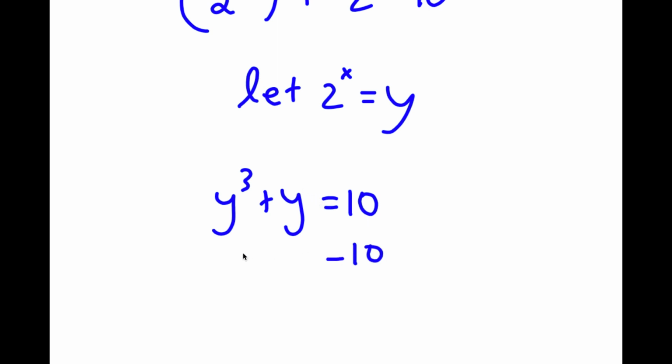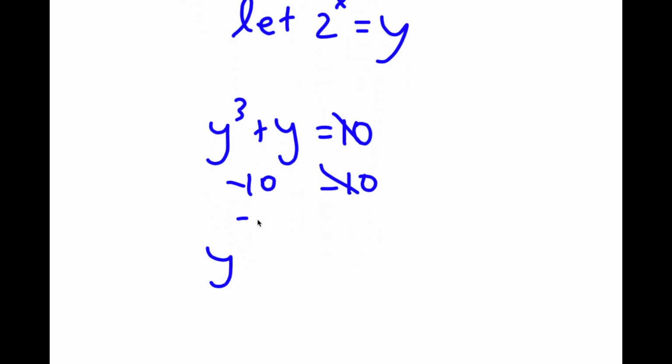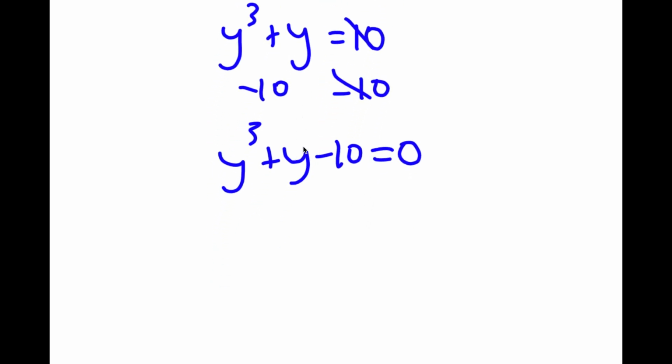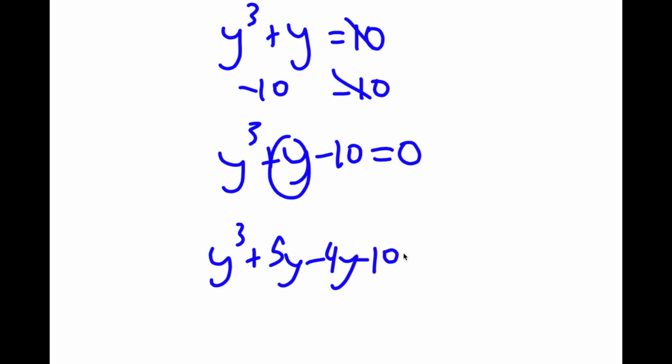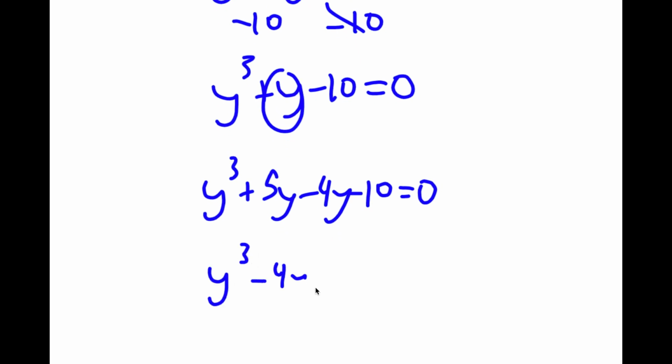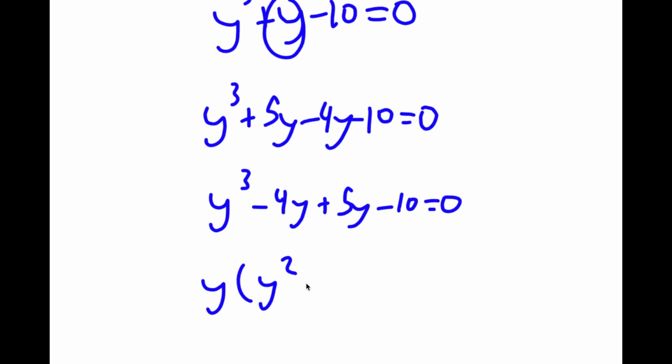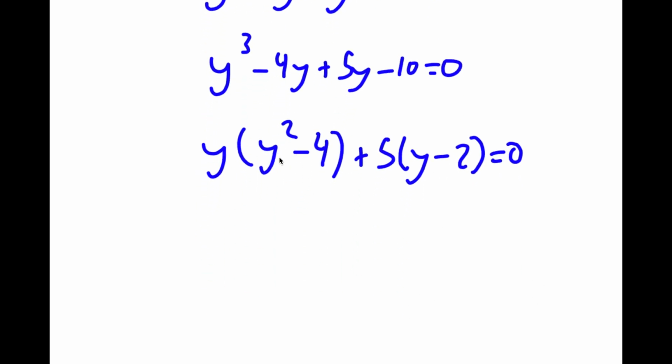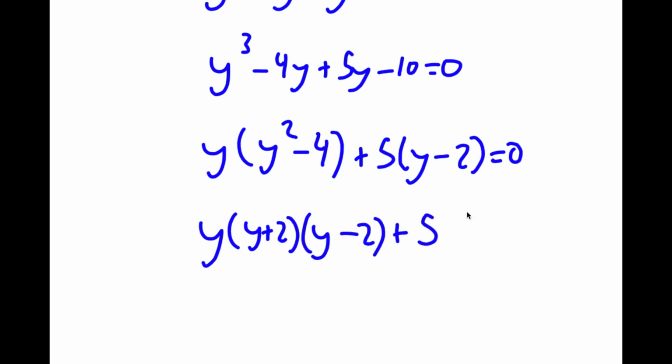Now if I subtract 10 on both sides, I get y to the power of 3 plus y minus 10 is equal to 0. And I'm actually going to rewrite y here as 5y minus 4y. Now if I rewrite this in the form y to the power of 3 minus 4y plus 5y minus 10 is equal to 0, I can factor out y, so y times y squared minus 4 plus 5 times y minus 2 is equal to 0. Y squared minus 4, that's the same thing as y plus 2 times y minus 2. I have this times plus 5 times y minus 2 is equal to 0.